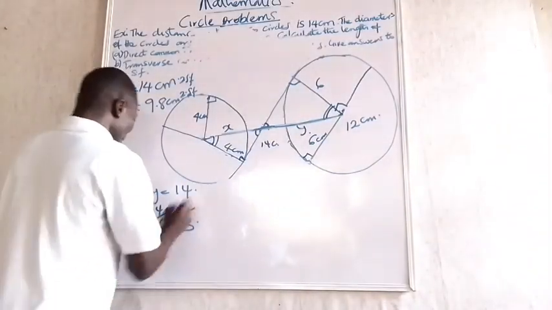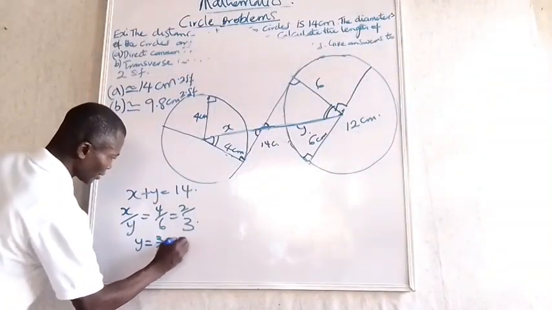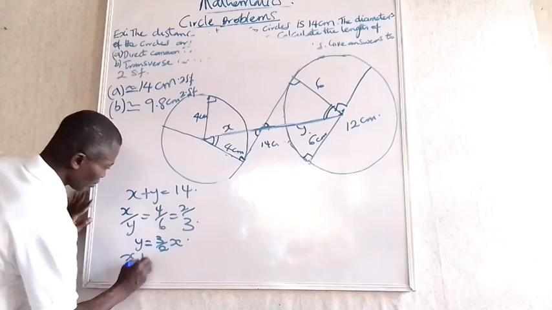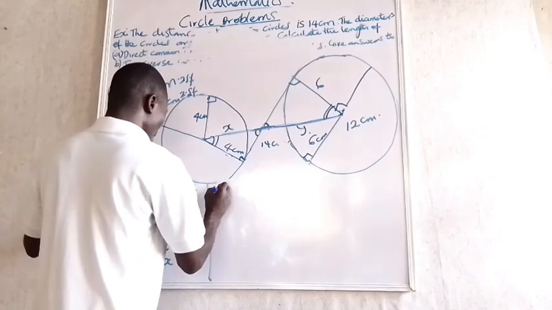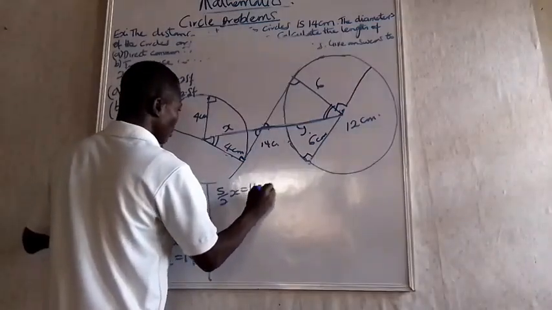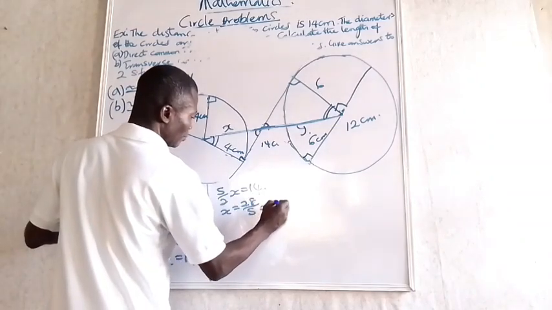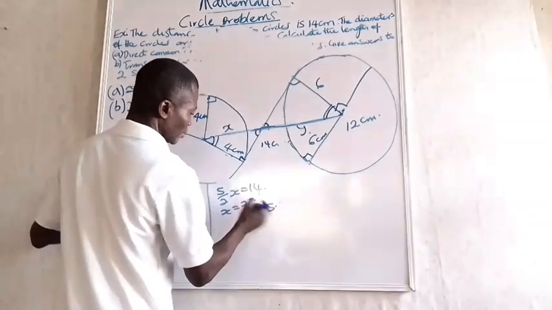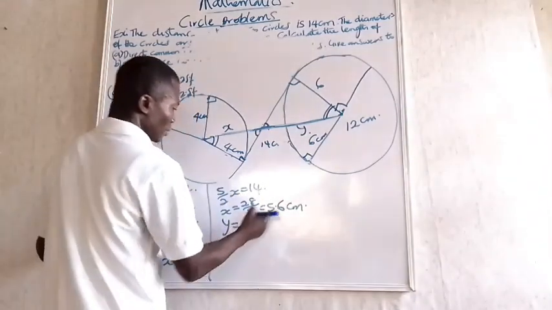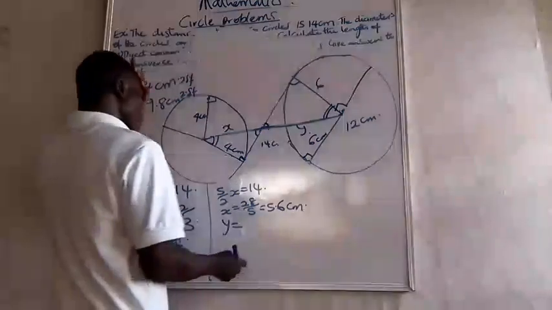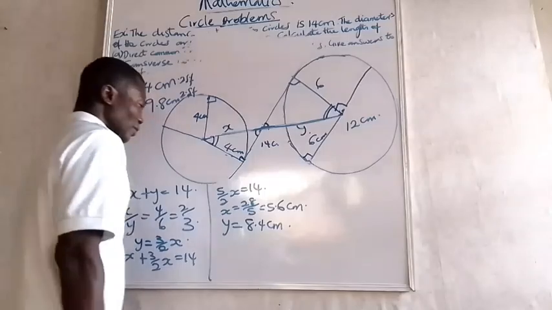So if I define x now, we're going to find x now. So y will be equal to 3 over 2 x. So x plus 3 over 2 x is equal to 14. So 5 over 2 x is equal to 14. X is equal to 28 over 5, which is 5.6. So y will be equal to 14 minus 5.6, and that should be 8.4. 8.4 centimeters.